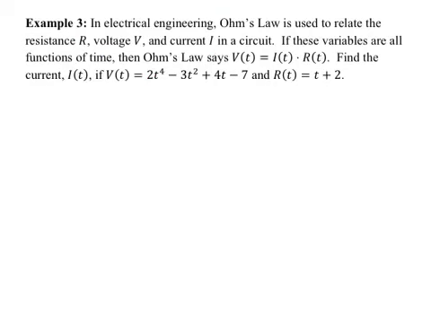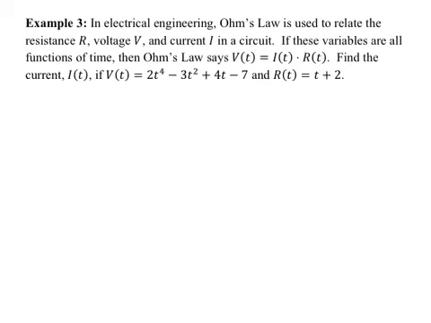Example 3 says, in electrical engineering, Ohm's law is used to relate resistance, voltage, and current. If these variables are all functions of time, then Ohm's law says V of t equals I of t times R of t, or simply put, V equals IR. Find the current I of t if the voltage function V of t is 2t to the fourth minus 3t squared plus 4t minus 7, and the resistance function as a function of time is t plus 2.